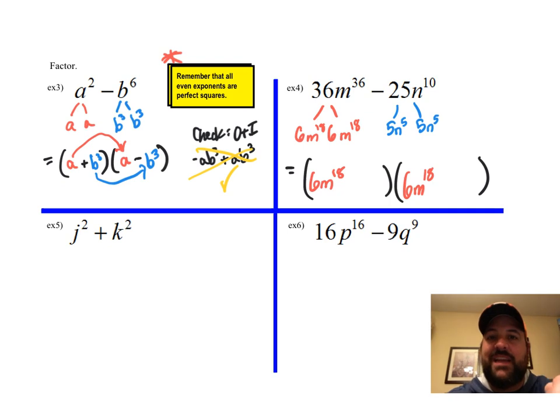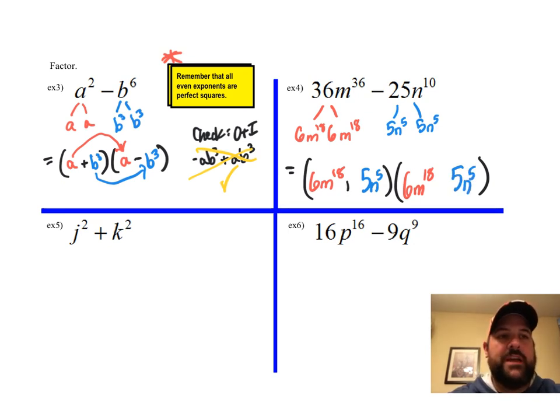And the second term in each set of parentheses is going to be 5n to the 5th. And we're going to have one plus sign and one minus sign. There's our final answer. Now, you might be saying, does it matter if I put the plus in the first set of parentheses and then the negative in the second set of parentheses? It doesn't really matter. You could have minus and then plus if you wanted. You could switch those. It wouldn't make a difference. You just need to make sure that one is positive, one's negative.